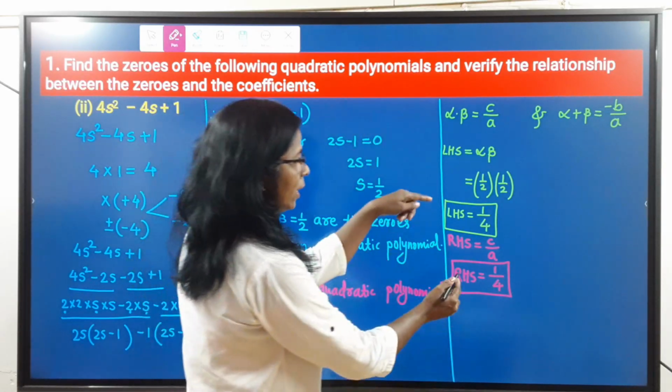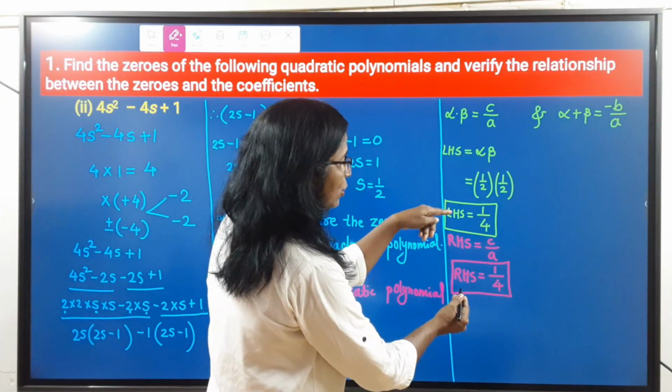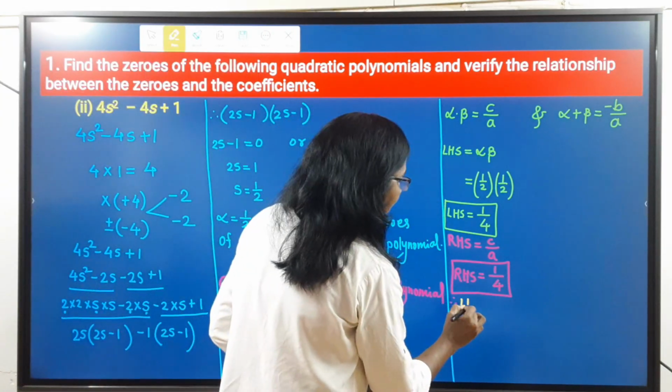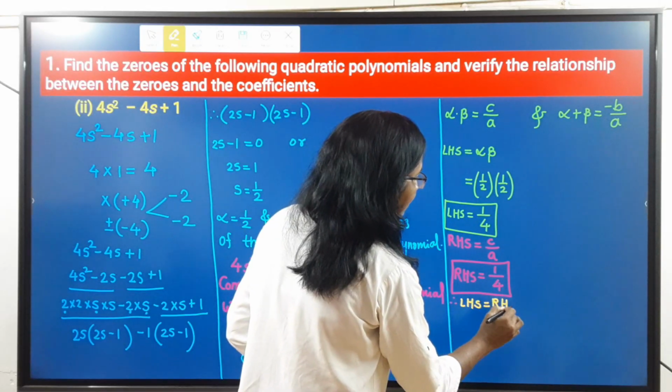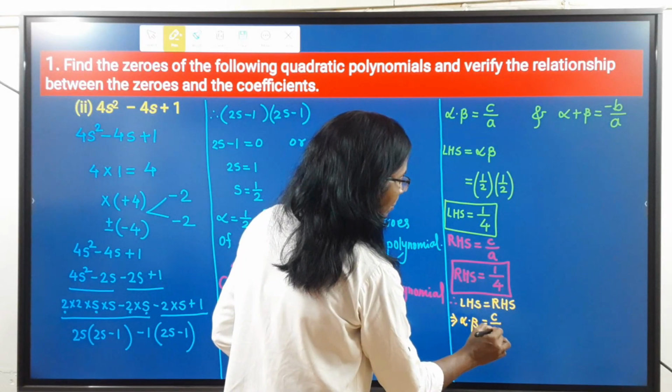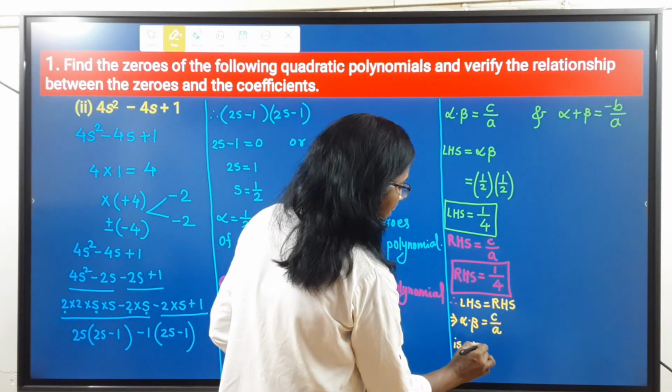So now LHS is equal to 1 upon 4 and RHS is equal to 1 upon 4. Therefore we say that LHS is equal to RHS. It means that alpha into beta is equal to c upon a is verified.